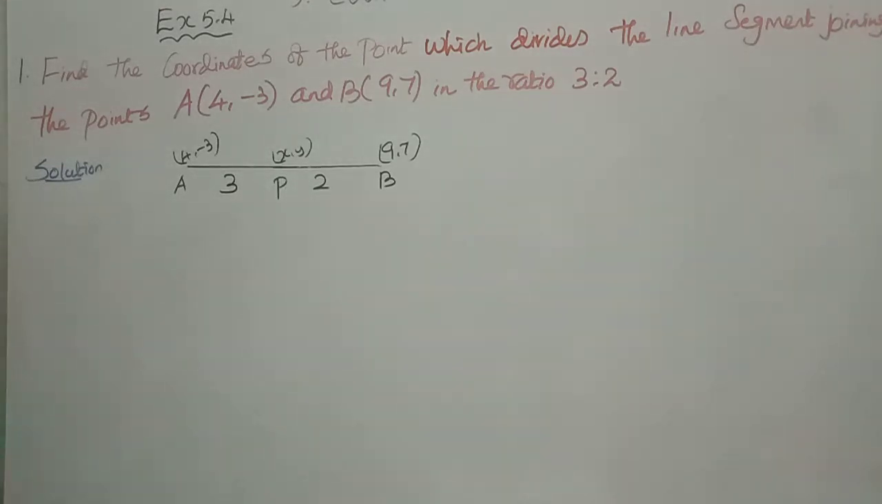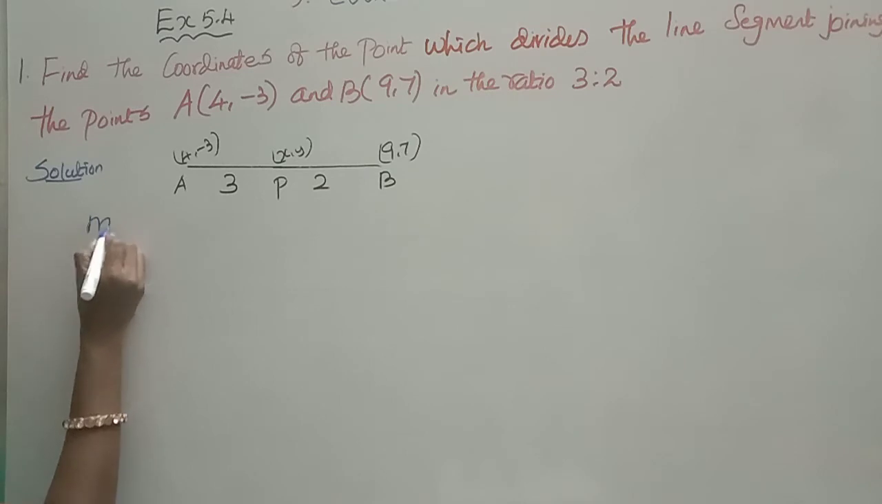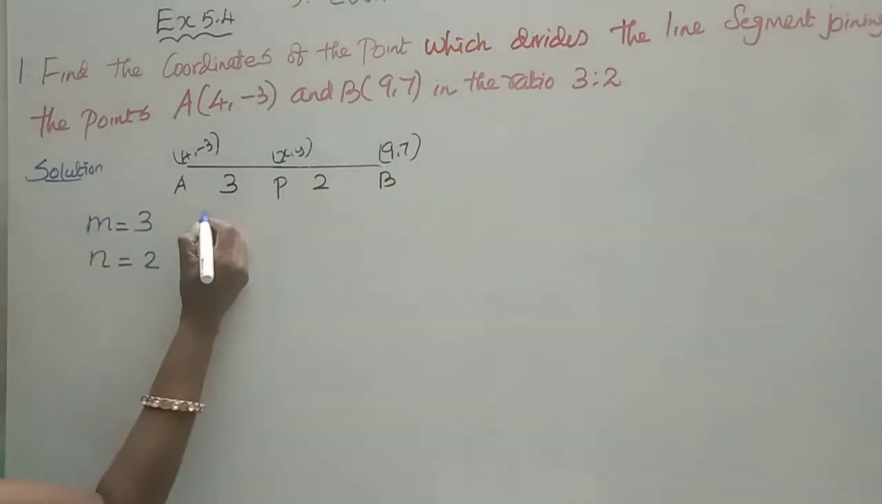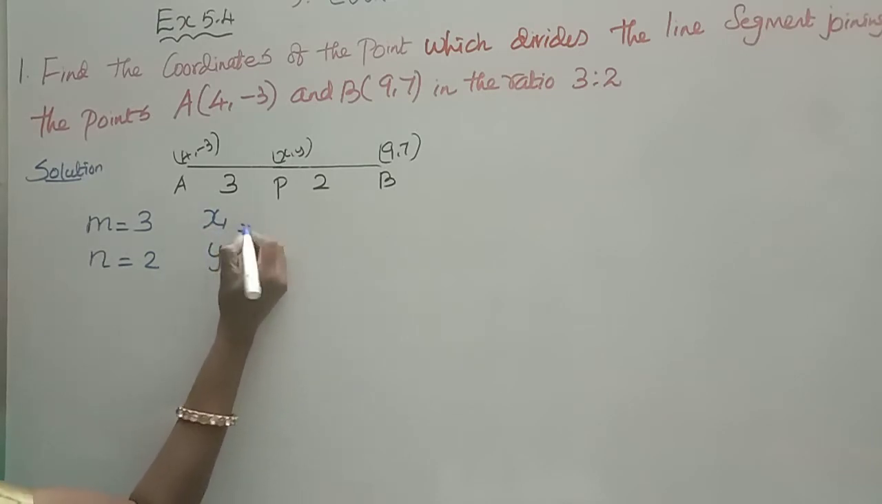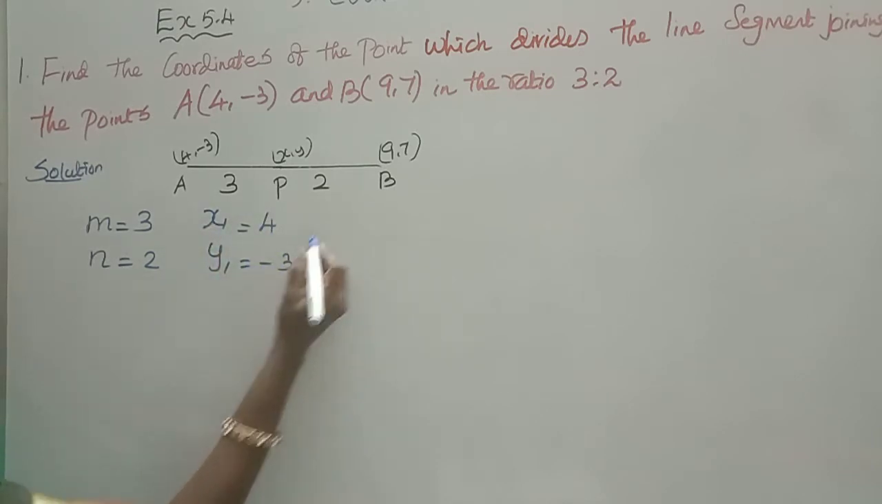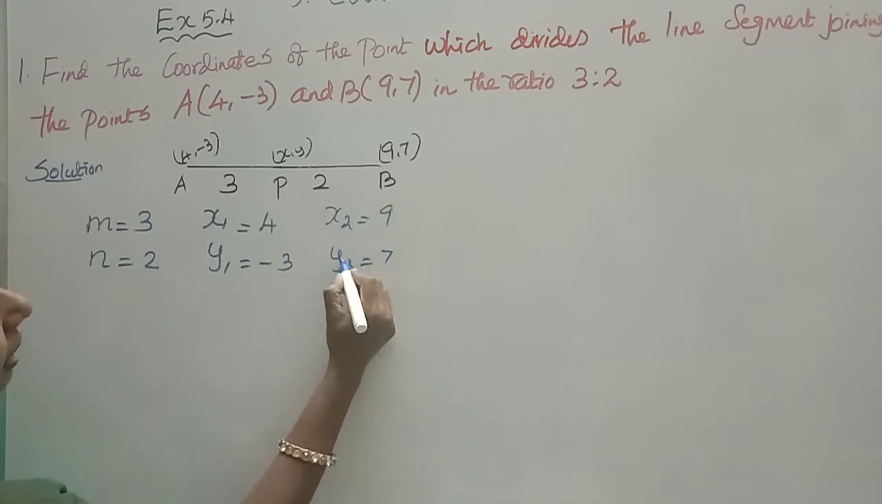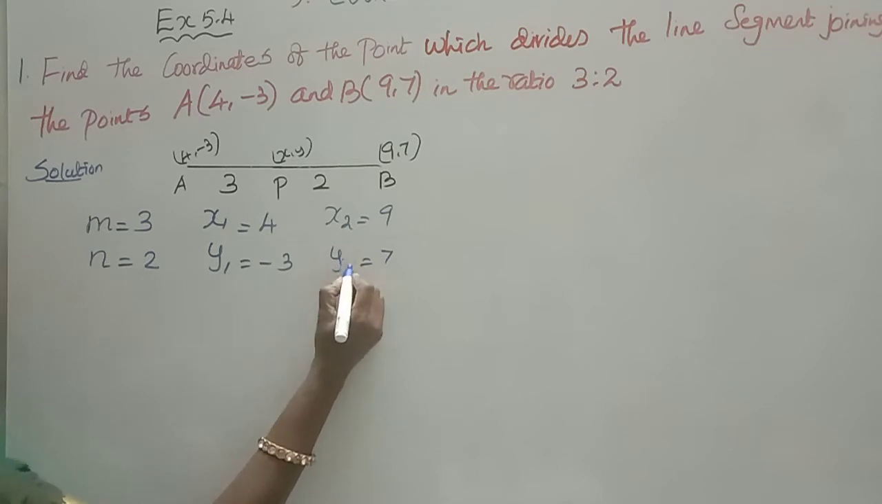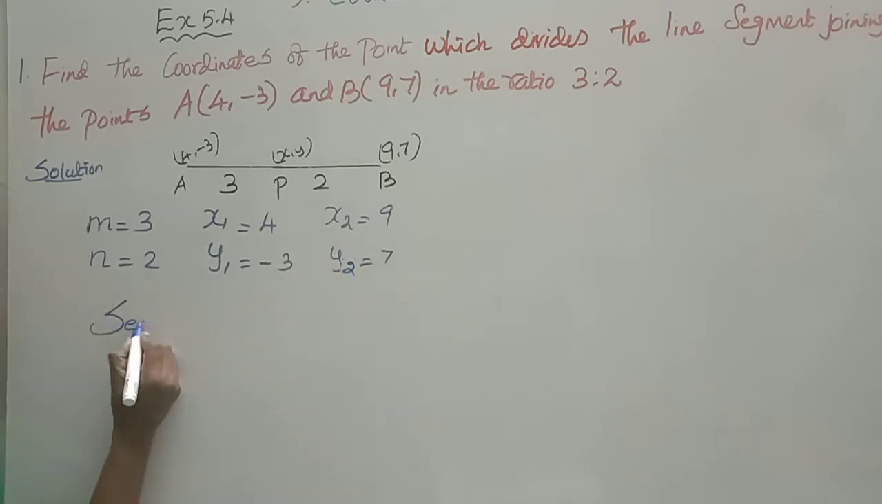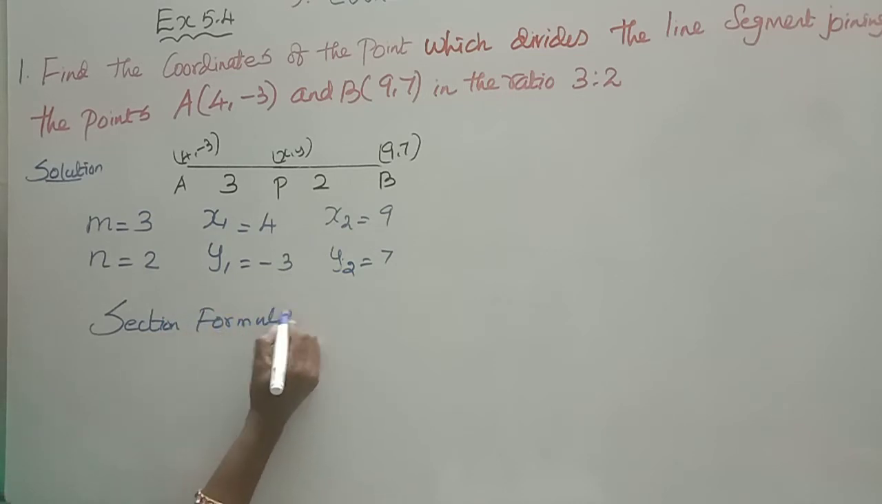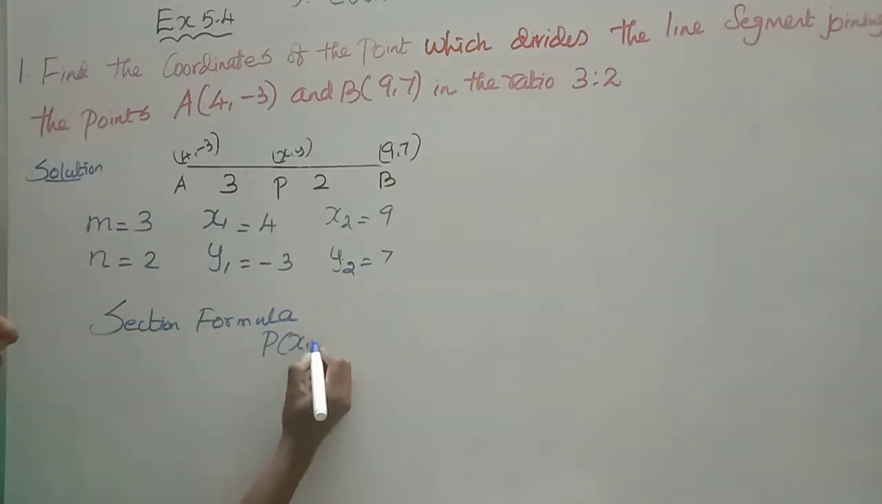How to find this? Now we are going to use the section formula. According to the section formula, first you write the things up. First I am going to take m equal to 3, n equal to 2, the ratio I had written. Now x1, y1: x1 is 4, y1 is minus 3. And write x2 is 9 and y2 is 7. Now write the section formula for P of x comma y. Say the formula.